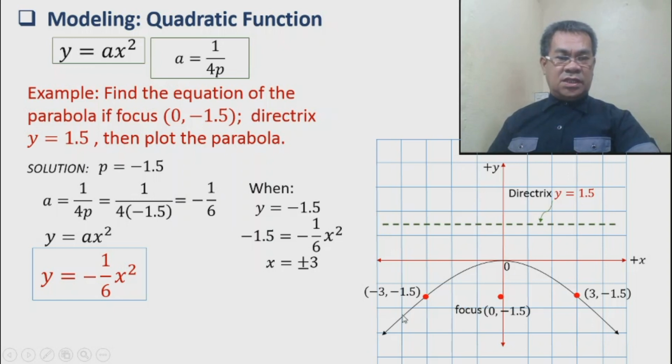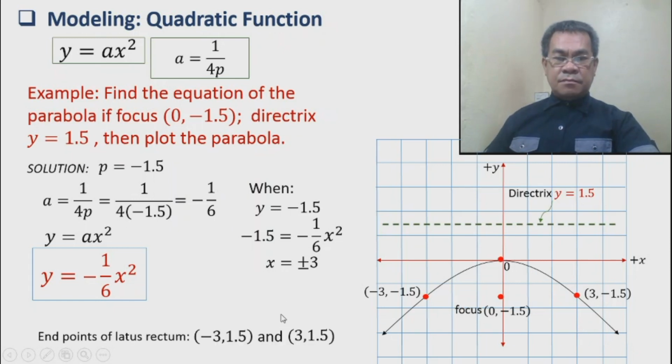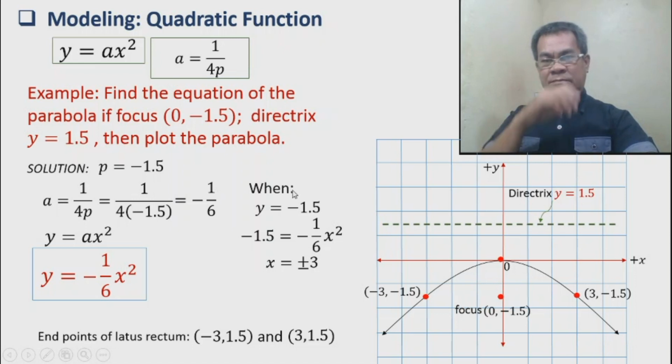Actually, this one is the reflection of the other side, so you have to draw it carefully and make sure that we have equidistance. Okay, so therefore we can say that the ends of the latus rectum are at negative 3, 1.5 and 3, 1.5. These are the answers to the problem. The equation is this one, and the graph is a parabola opening downward.